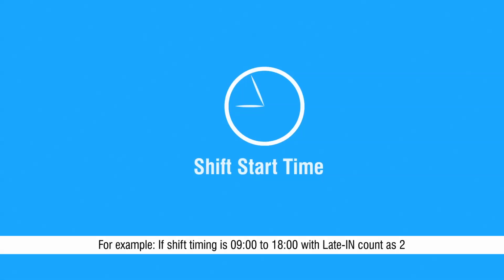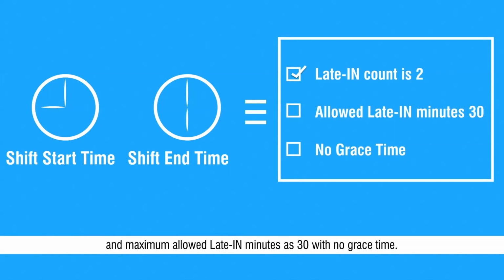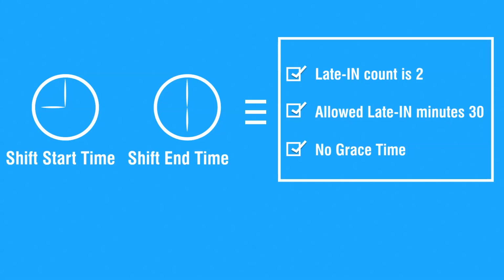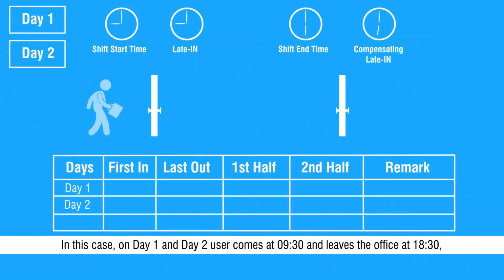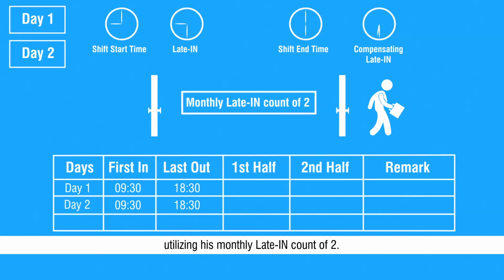For example, if shift timing is 9:00 to 18:00 with LateIN count as 2 and maximum allowed LateIN minutes as 30 with no grace time. In this case, on day 1 and day 2, user comes at 9:30 and leaves the office at 18:30, utilizing his monthly LateIN count of 2. System marks the user present on both days.